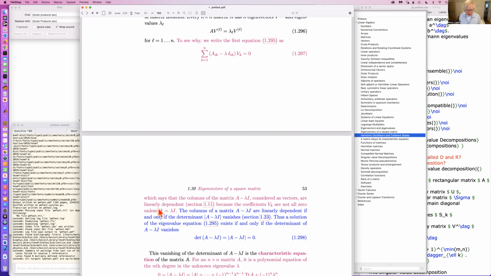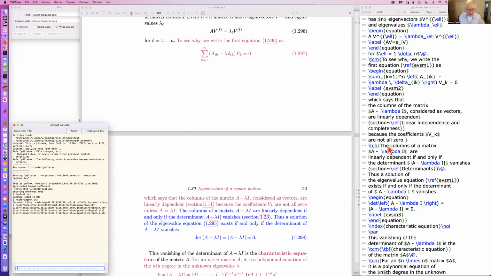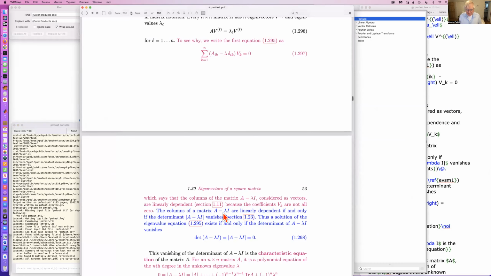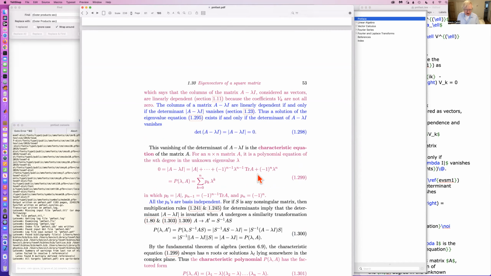I must say that when I was writing this up, I got a little bit confused, so I'm going to blow away that and go back to what the original form was. I actually introduced a mistake this afternoon. So what this is saying is that the columns of the matrix are linearly dependent if and only if the determinant of the matrix A minus lambda I vanishes. And that's, of course, what we learned when we breezed over the section on determinants. So a solution of the eigenvalue equation exists if and only if the determinant of A minus lambda I vanishes.